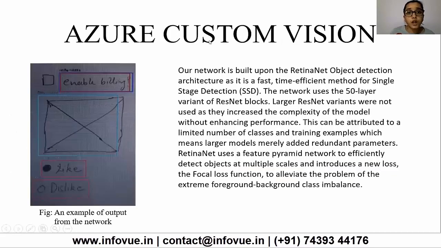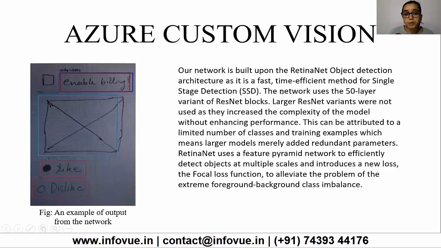Then first we have Azure Custom Vision, and this network is built upon RetinaNet object detection, which is a fast and time-efficient method for SSD, single stage detection. This network uses a 50 layer variant of ResNet blocks. Larger ResNet variants were not used as they increased the complexity of the model without enhancing performance.